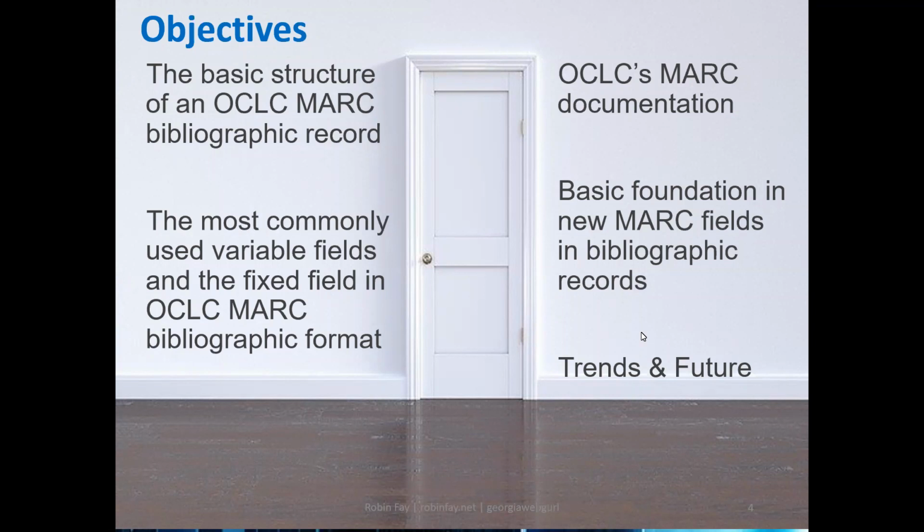So what are we going to cover today? We're going to cover the basic structure of an OCLC MARC bibliographic record. We're going to talk a little bit about OCLC's MARC documentation, just a tiny bit. We're not going to go through most of that because it's really in the resources. We are mostly going to focus on the most common fields used in records, and we're going to talk about the difference in the structure of the MARC record itself. So we're going to get a little bit technical today. I will try to keep it grounded in the practical as we go along.